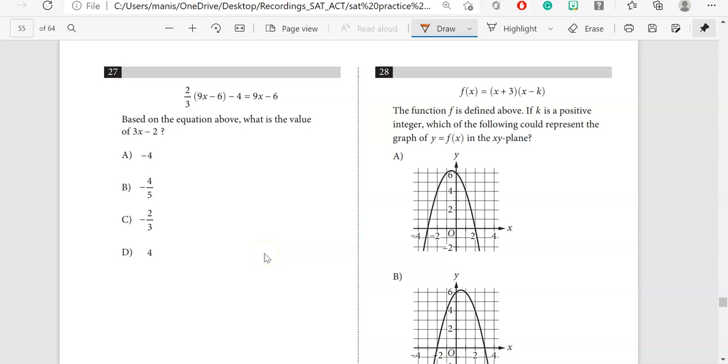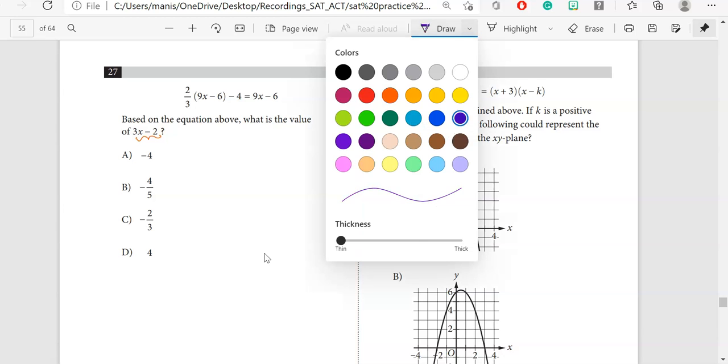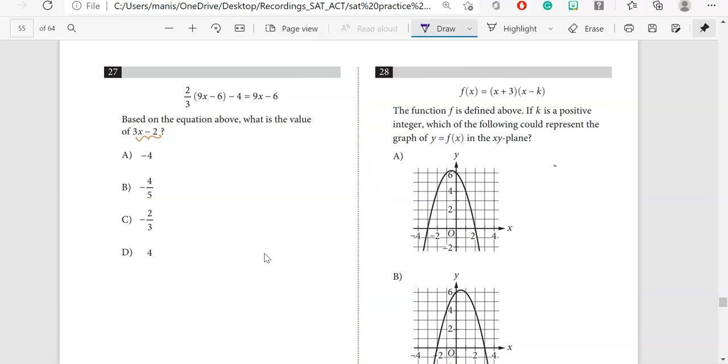Question number 27. Based on the equation above, what is the value of 3x minus 2? There are multiple ways to solve this problem, but I will take this approach. As you can see, by looking at this, I was able to see if I will divide this, 3 times 1 is 3, this will be 3 times 3 and this will be 2. So it will be 3x minus 2. So if I will do this, I'm left over with 3x minus 2 over here. Minus 4 is equal to 9x minus 6.